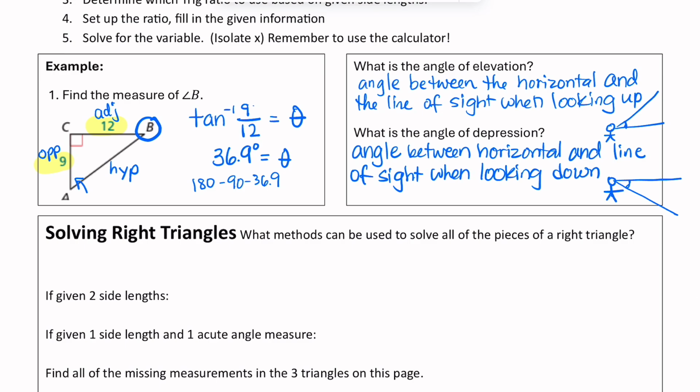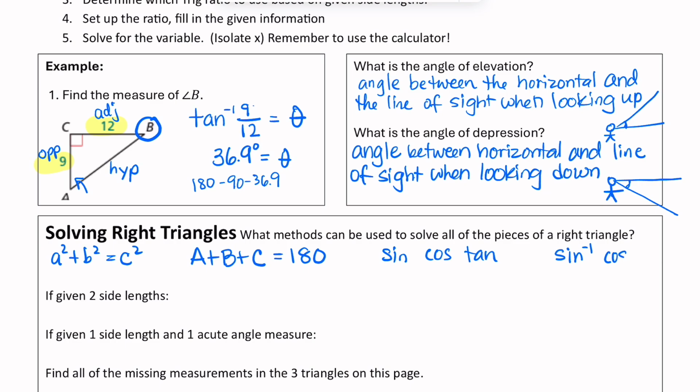What methods can be used to solve all of the pieces of a right triangle? Well, we've learned several things in this chapter. Sometimes we can use a squared plus b squared equals c squared to help us find the missing side of a triangle. Sometimes we can use the triangle sum theorem, right? All three angles add up to 180. We know two of the angles, so we can use subtraction to find the third one. We can use sine, cosine, and tangent, and we can also use the inverse of sine, cosine, and tangent to find those missing angle measurements.